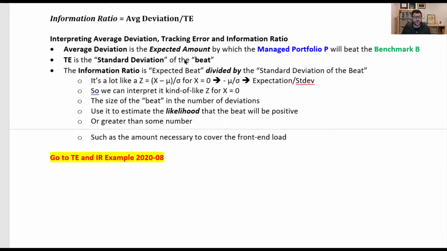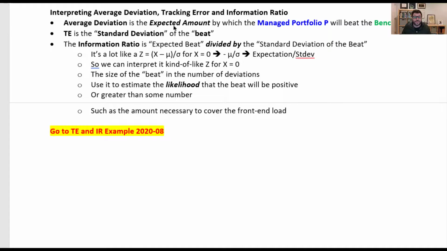So how do we interpret these? How do we interpret the average deviation, the tracking error, and the information ratio? Well, the average deviation is the expected amount by which the managed portfolio will beat the benchmark. The tracking error is essentially the standard deviation of the beat, which means the information ratio, which is the ratio of these two, is the expected beat divided by the standard deviation of the beat. It's kind of like this z value again for mu equal to 0. Because remember, what I'm really concerned about is the managed beating the benchmark.